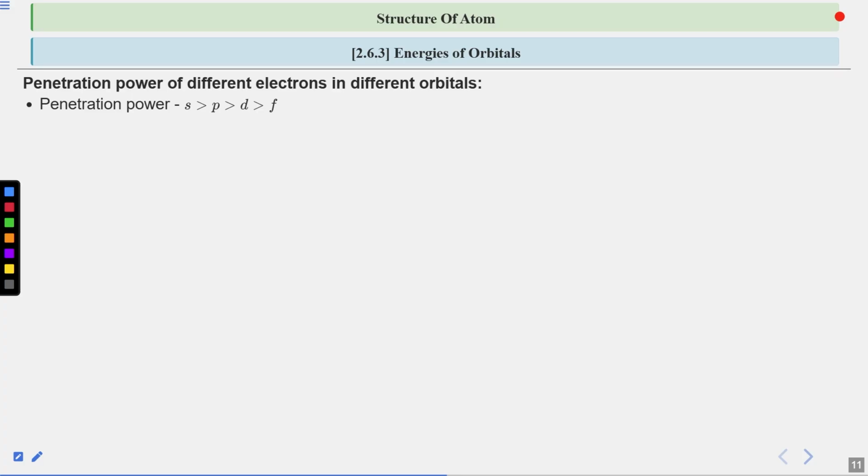Again, the s orbital, due to its symmetrical shape, is closer to the nucleus as compared to any other orbital. Therefore, the electrons present inside this orbital will have the maximum penetration power or maximum accessibility towards the nucleus. Then comes your p, then comes your d, and lastly your f.